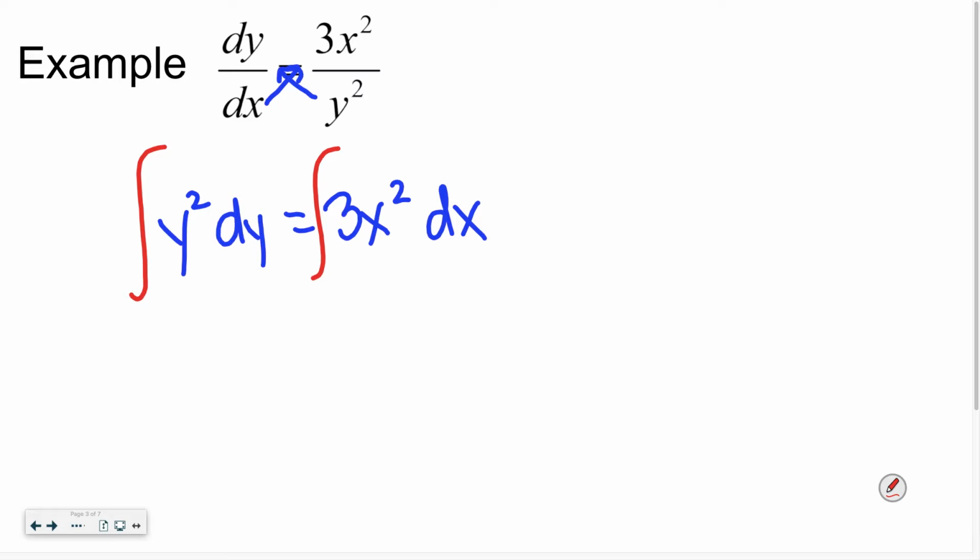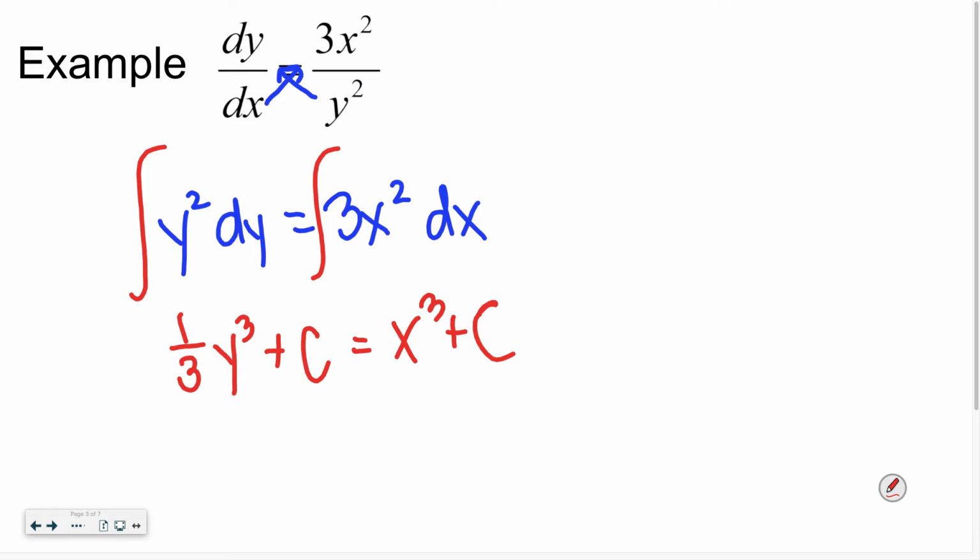What is the antiderivative of y squared? 1/3 y cubed. Technically, we have this plus c. And over here, we have 3x squared. Our antiderivative would be x cubed plus c.